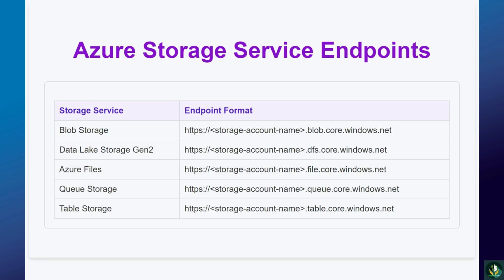Azure Storage offers a variety of services, each designed for specific data storage scenarios. Understanding the endpoint format for each service is crucial for effectively managing and accessing your data in Azure. Let's break down the endpoints for each Azure storage service. Blob storage, which is optimized for storing large amounts of unstructured data, uses the endpoint format https://storageaccountname.blob.core.windows.net. This service is ideal for storing files, images, and other binary data.